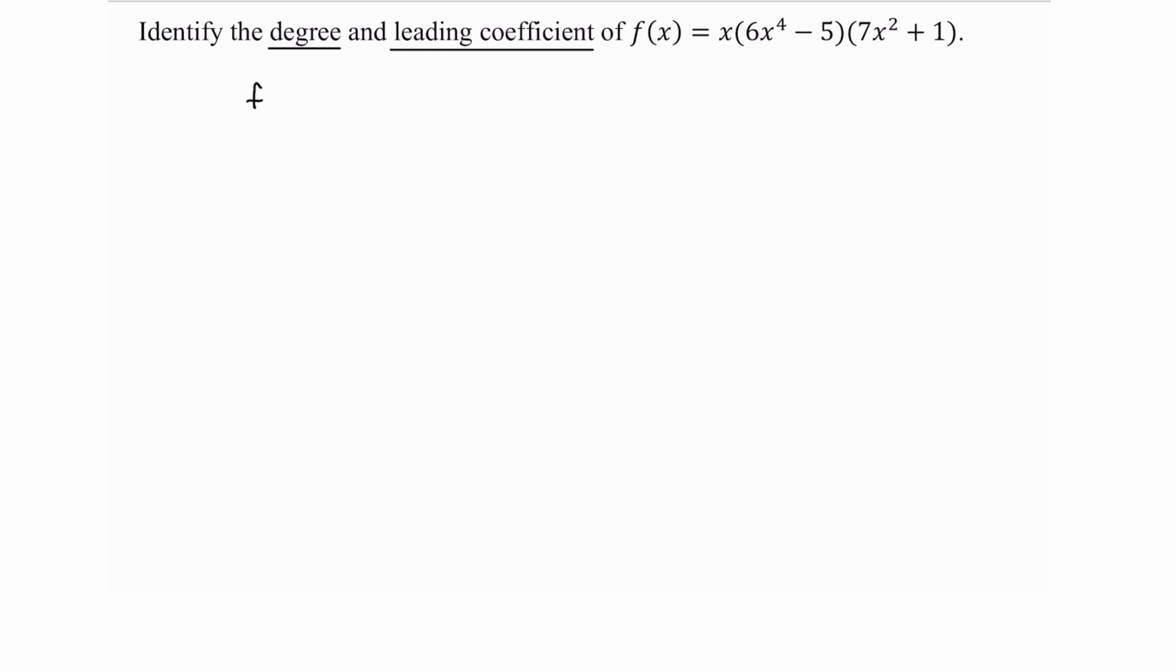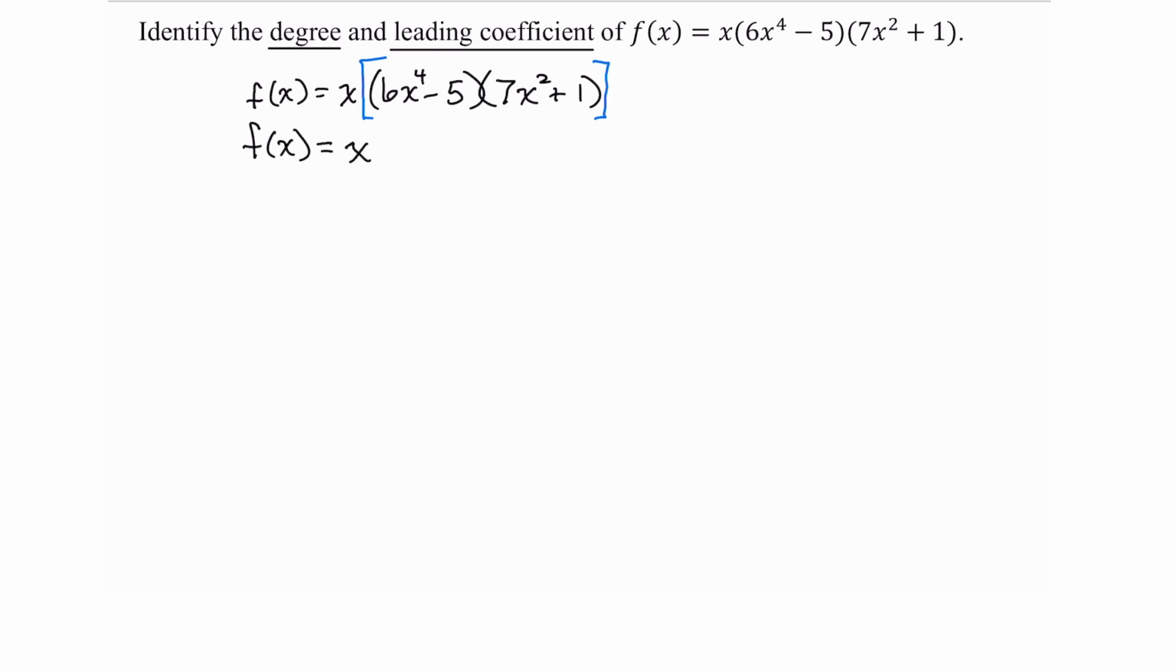So for this, our function f of x is equal to x times (6x to the fourth minus 5) times (7x squared plus 1). Now I like to go ahead and use the associative property and multiply the two binomials together first, and then after that distribute the outside factor if I have that outside factor of x.